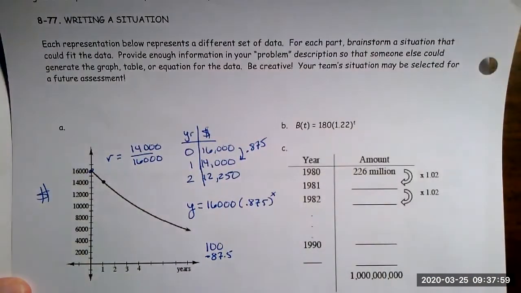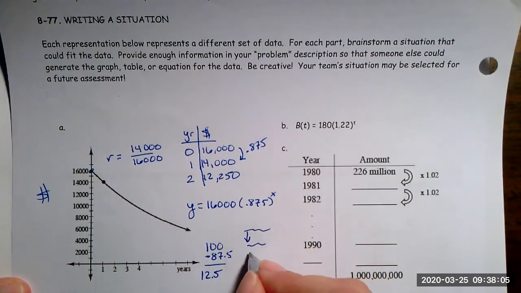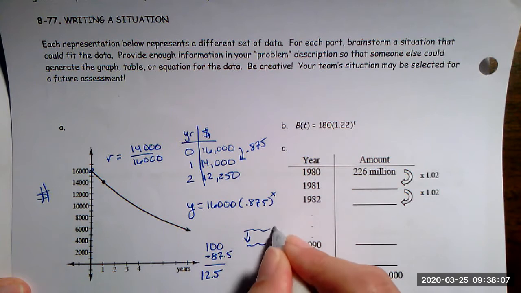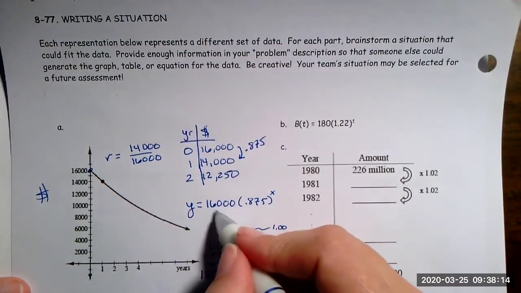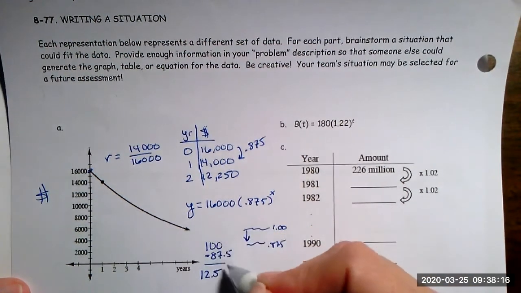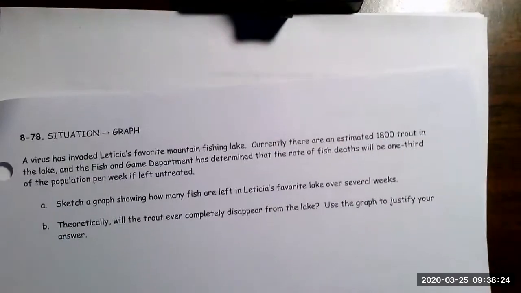So I'm spending 12.5%, right? We started 100, and if I end up at 0.875, I'm spending 12.5%. So that's part of my story. I start out with $16,000, and I spend 12.5% of my retirement each year. All right, let's take a look at the next page.